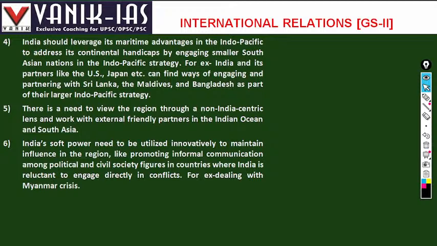There is a need to view the region through a non-India-centric lens and work with external friendly partners in the Indian Ocean and South Asia.